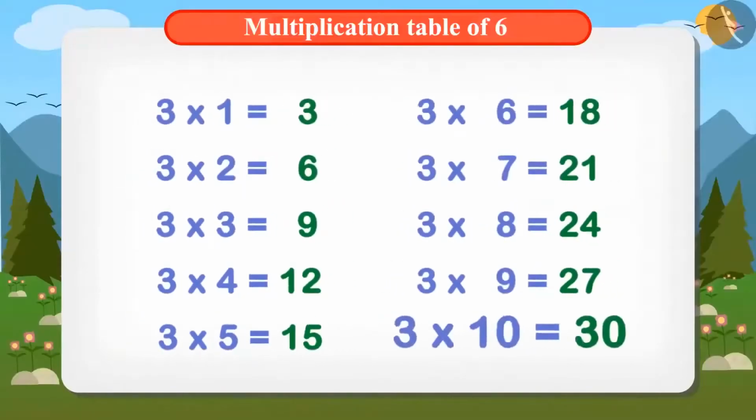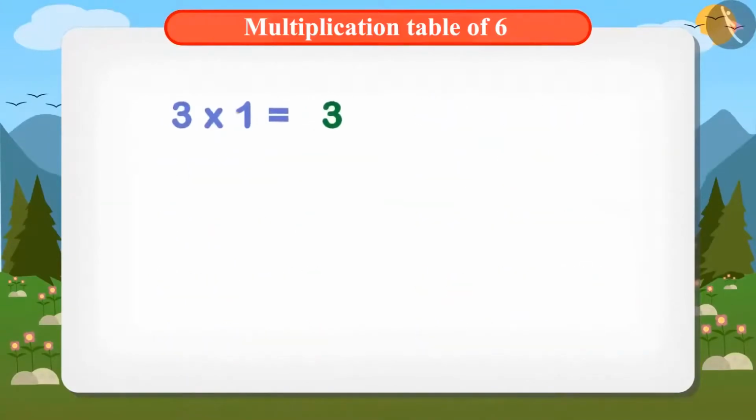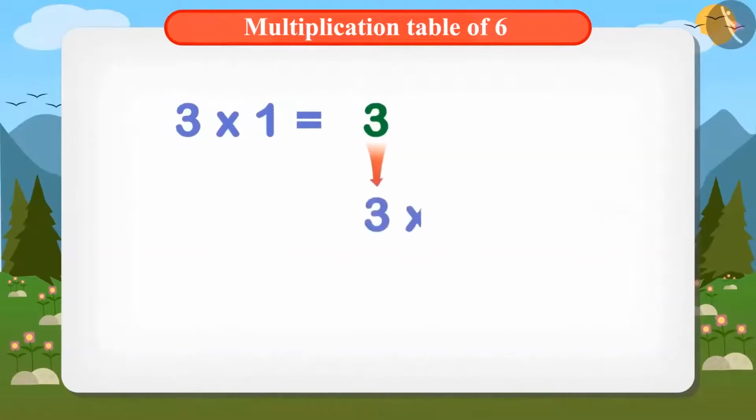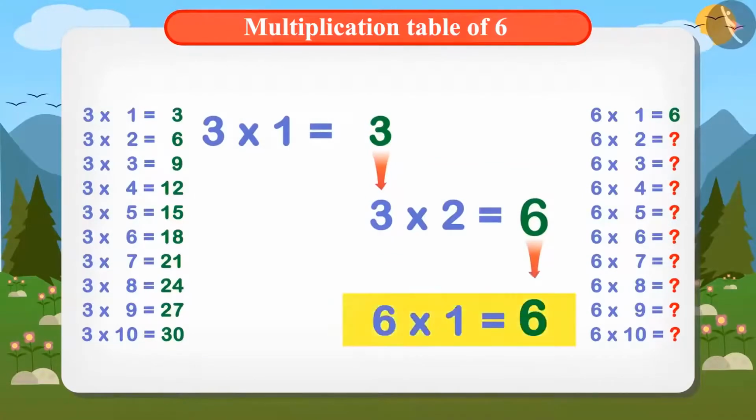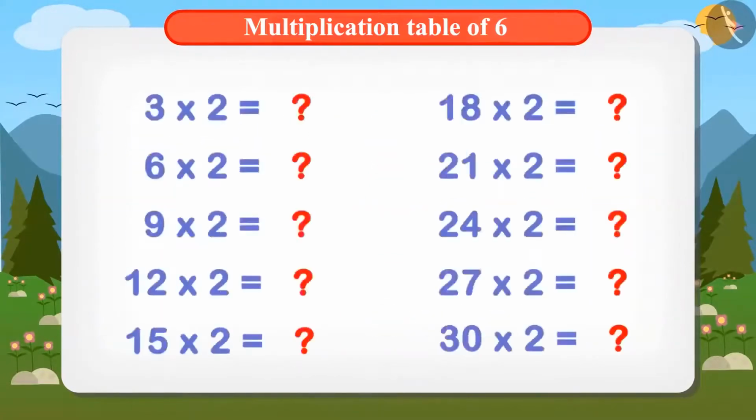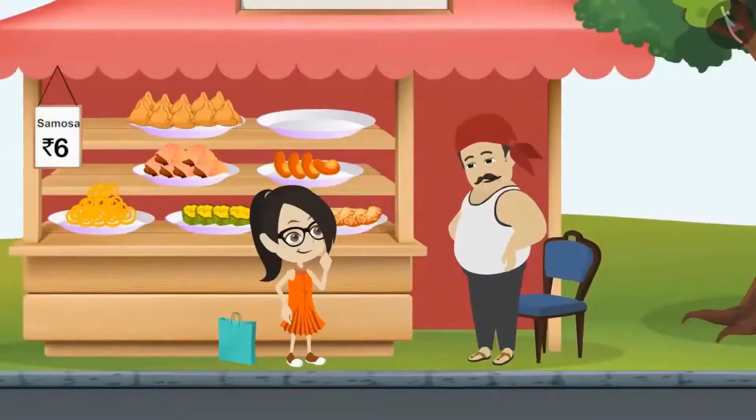See, this is the multiplication table of 3. If you multiply 2 with the first answer in the table of 3, the answer will be 6, which will be the first answer in the table of 6. Similarly, multiplying the answers from the table of 3 with 2 will give the complete multiplication table of 6. By this method, you find out the table of 6 and calculate the amount to be paid for 8 samosas.